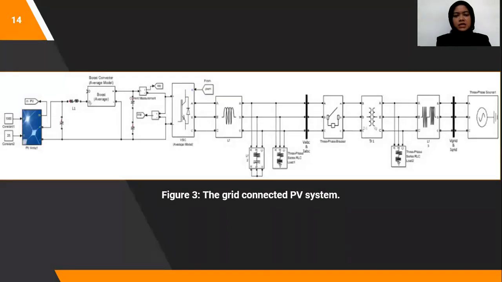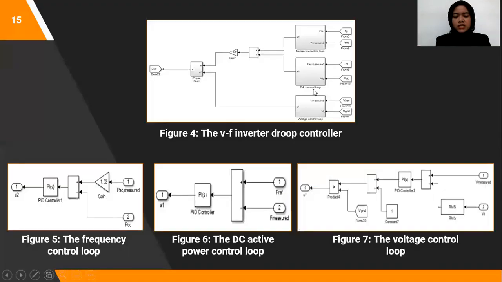So this is the main grid of my system. So this is the control loop. This is the VF inverter droop controller. For the first control, we have the frequency control loop. Second is the PDC, the DC active power control loop. And lastly is the voltage control loop.